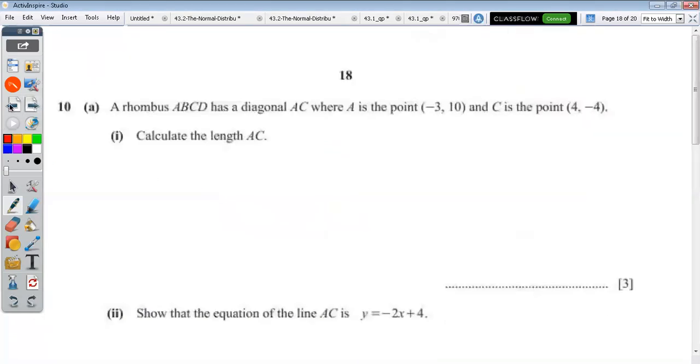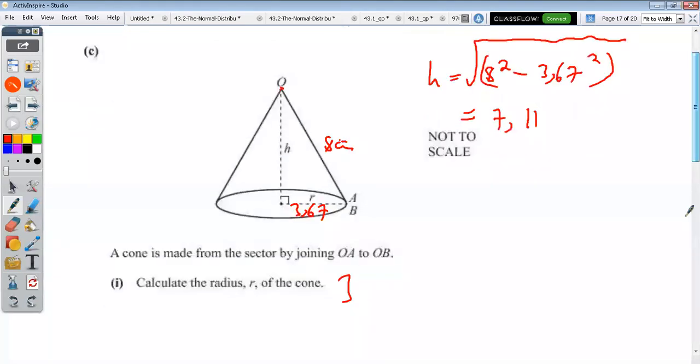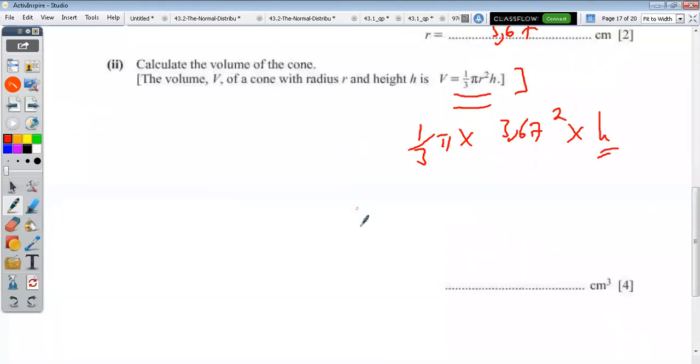So then we are not done. We now know that's 7.11. So now we're saying one third multiplied by pi multiplied by 3.67 squared multiplied by 7.11. That's 1/3 pi r squared h. We get 100.28.